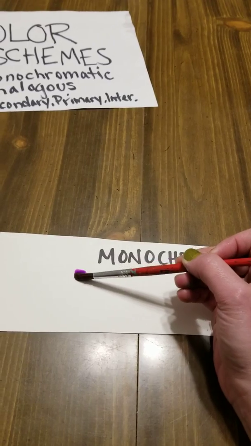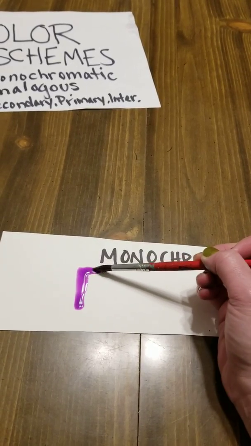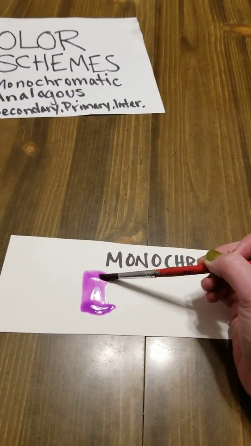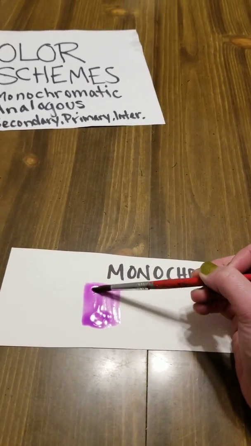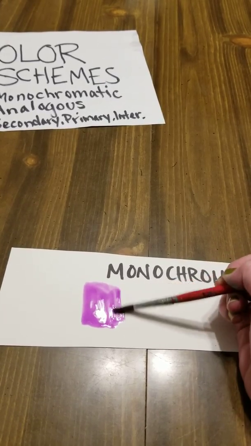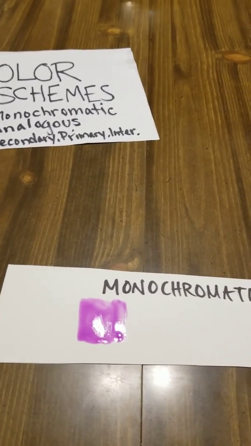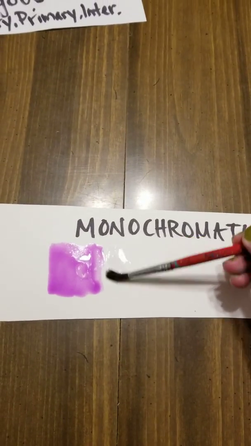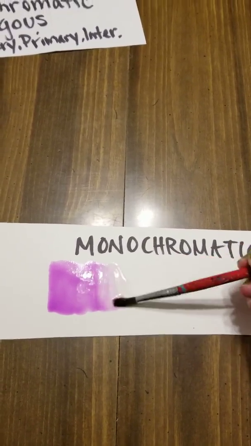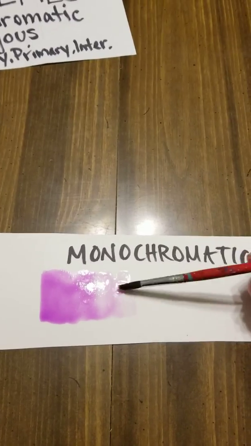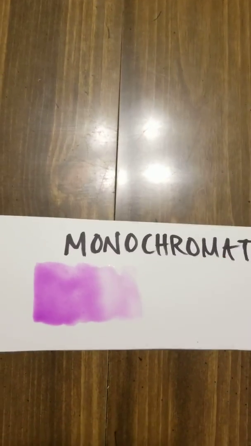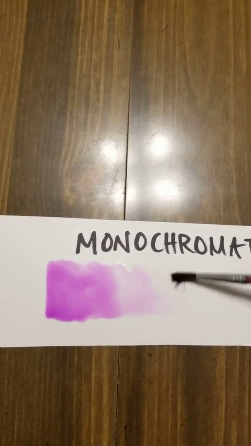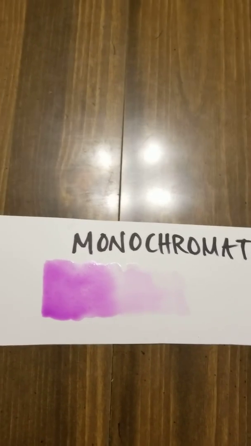So the way we do that, instead of pressing down harder or softer like you do with charcoal or with pencil, you're actually going to start with very little water in your paint, and as you get further along, you want to add more water. So what this does is it creates a value tone of purples. So it's ranging from the darkest purple to the lightest.